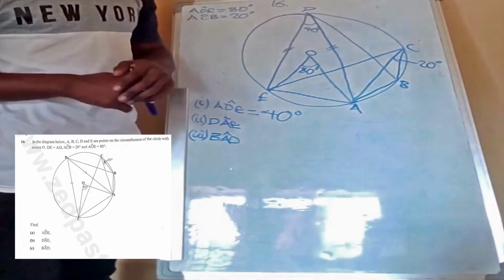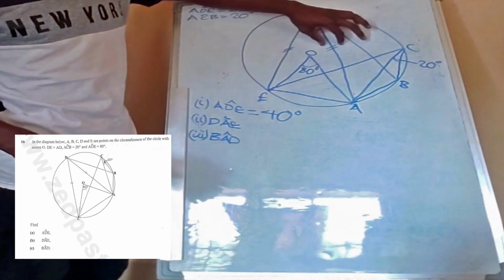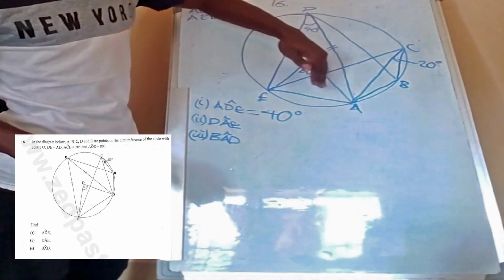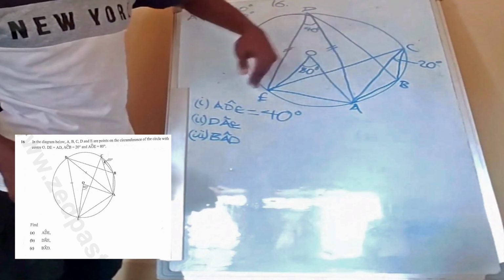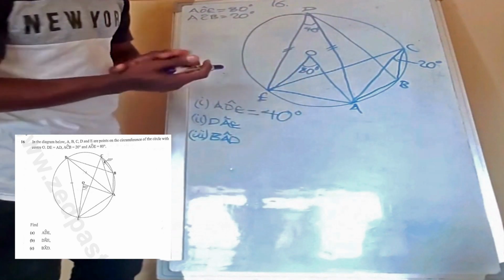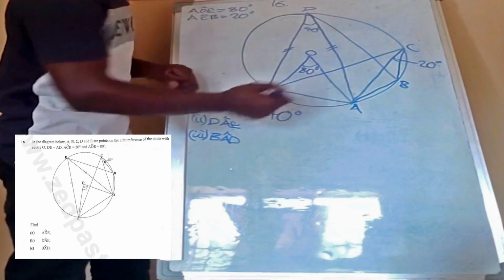DAE. How do we find DAE? We've been taught to say this line and that line are equal. These two lines are equal, meaning the base angles are as well equal. Angle DEA and angle DAE are both equal angles. They're the same angles. So if you find this one, it means we found that one.